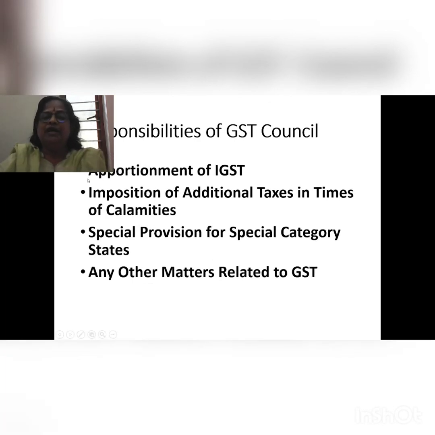Now continuing with that, apportionment of IGST. I told you if it's an interstate transfer, the central government will decide the tax, and how they are going to apportion, how they are going to divide that. It's decided by the GST Council.